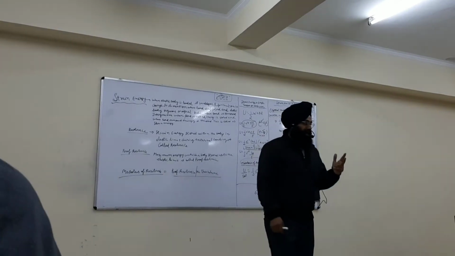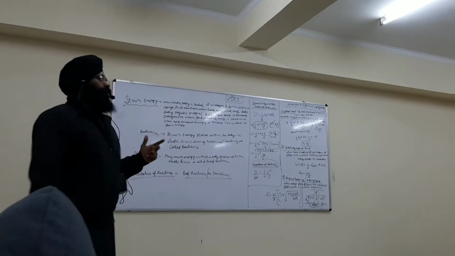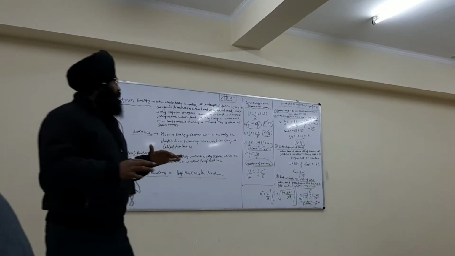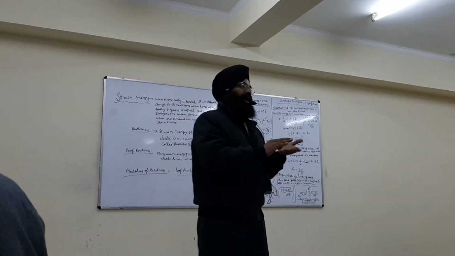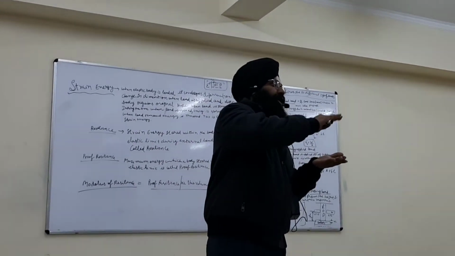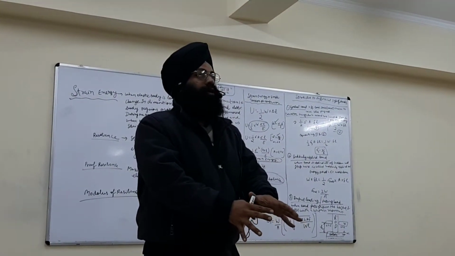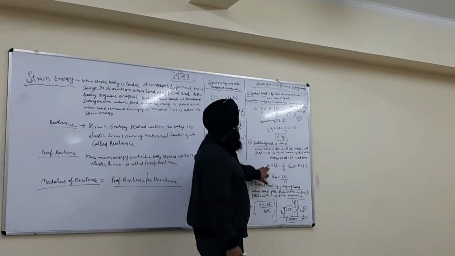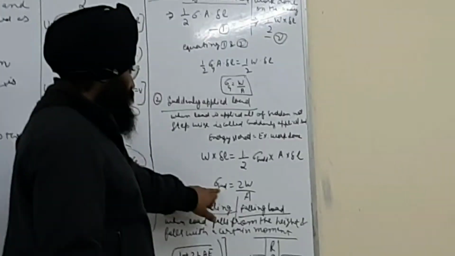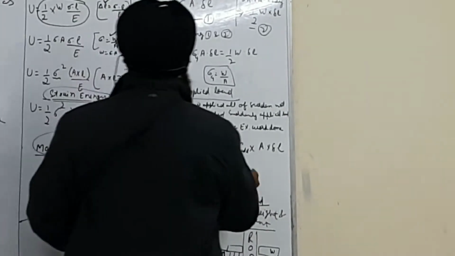Second case is the suddenly applied load. What is the suddenly applied load? When the load is applied onto a body suddenly, it is not stepwise. In the gradual case, we apply 1 kilonewton, 2 kilonewton, 3 kilonewton gradually. In the sudden case, we drop directly 10 kilonewton onto the required part. So the relationship changes: the stress will be equal to 2W by A, that is 2 into load by area. The value is double in the case of the suddenly applied load.